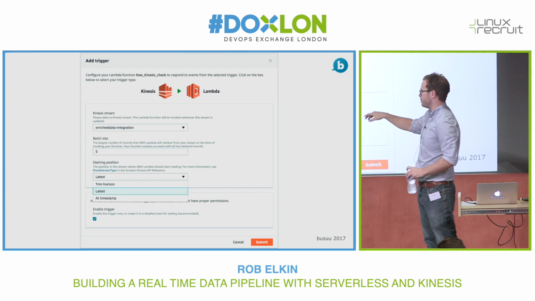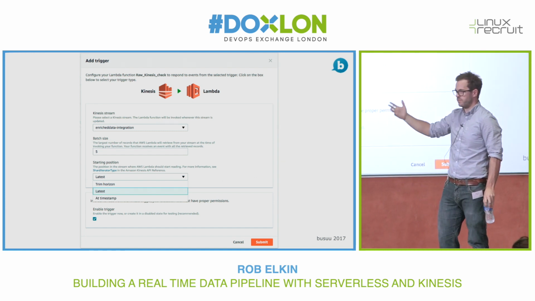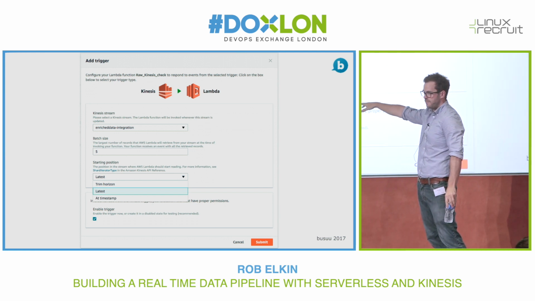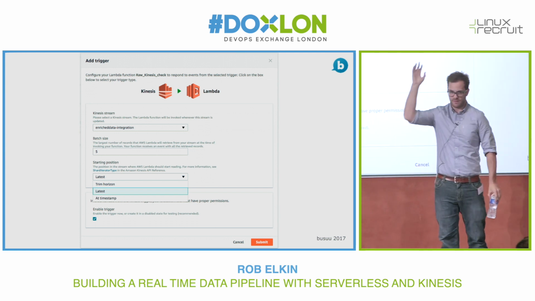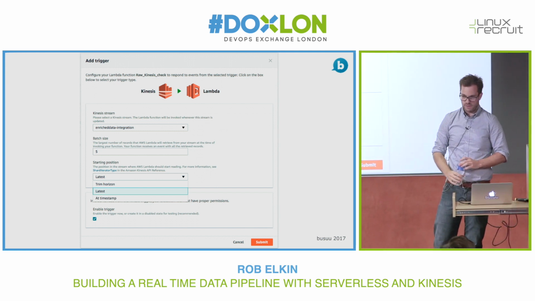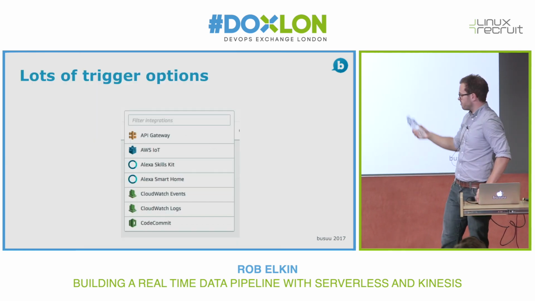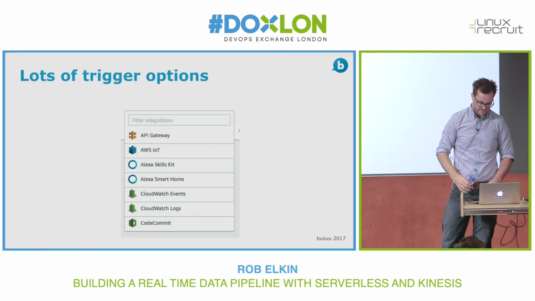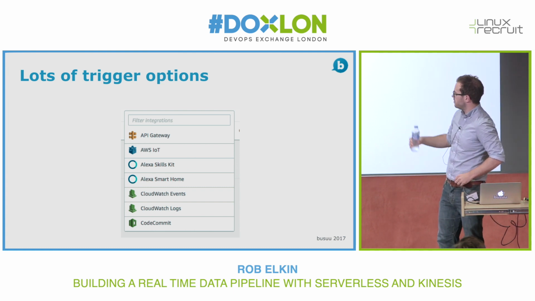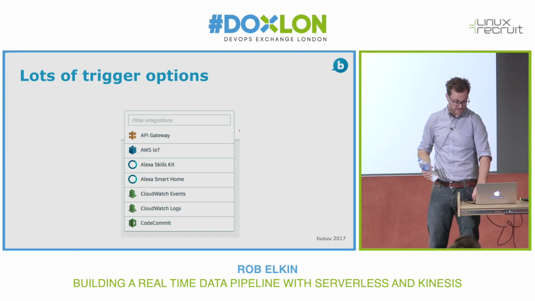I just wanted to point this out because we use the trim horizon, but if you ever have any problems or something stops working, you can just start a new Kinesis invocation at a timestamp and process everything back from a certain time onwards, which is super handy if you ever have any problems. There's lots of trigger options. You can trigger off of most things in AWS. API Gateway is basically just an API, so you can trigger basically off of anything.